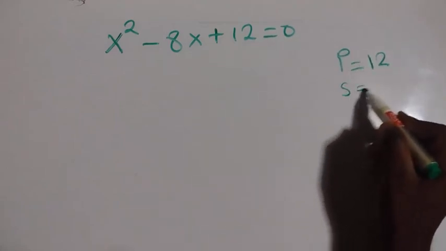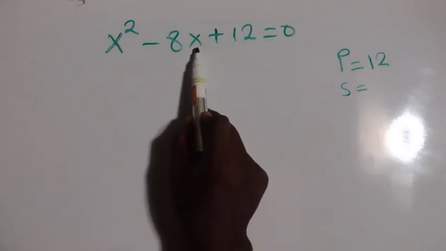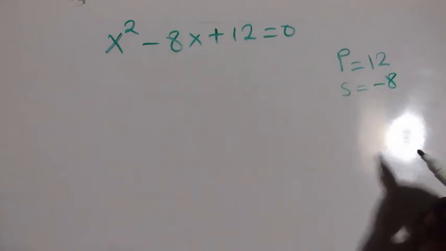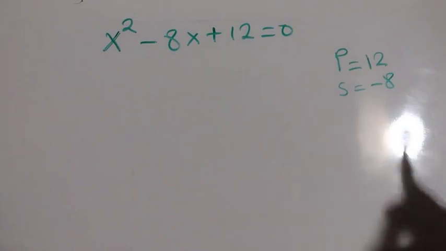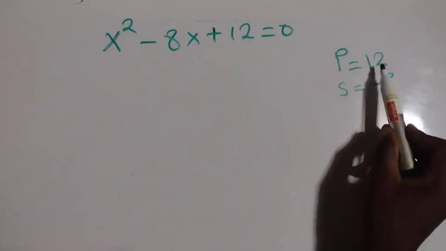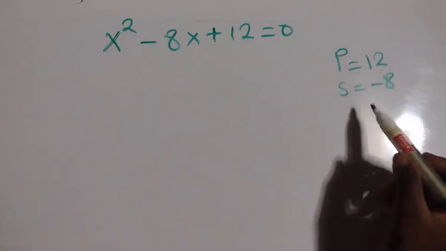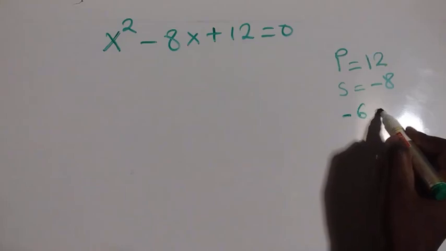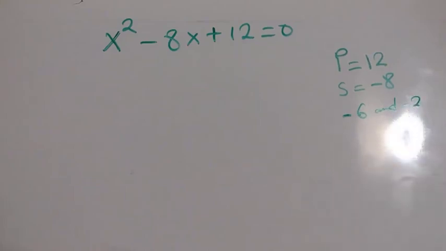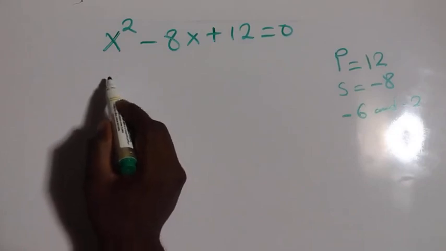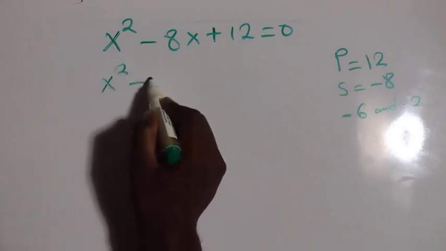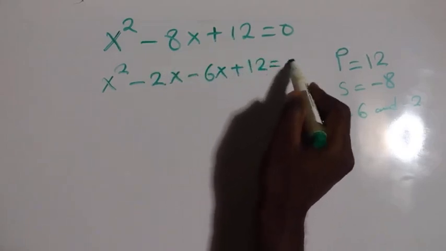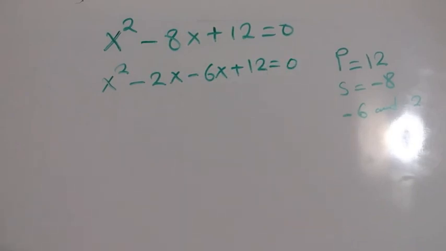Then we also look for the sum. The sum, we get the coefficient of this x in the middle, which is the -8. So we have -8 right here. Now from here, we need to look for two factors, okay? Two numbers. When we multiply them, we get 12. When we add them, we get -8. So without wasting our time, these two numbers are going to be -6, okay, and -2. These are the factors. So we can write here, x squared minus 2x minus 6x plus 12 equal to 0.